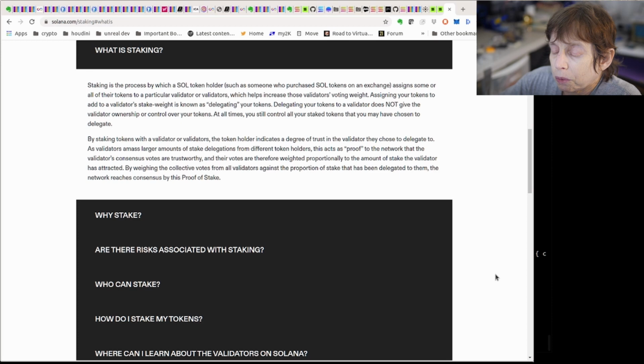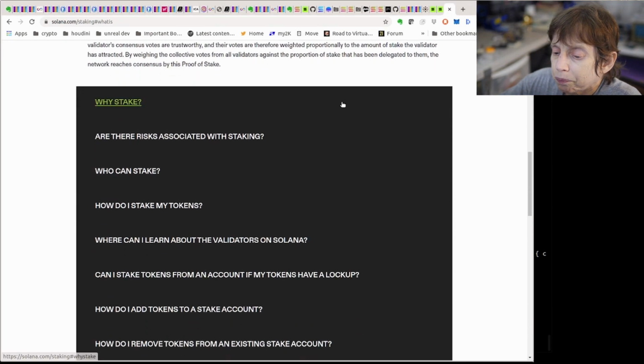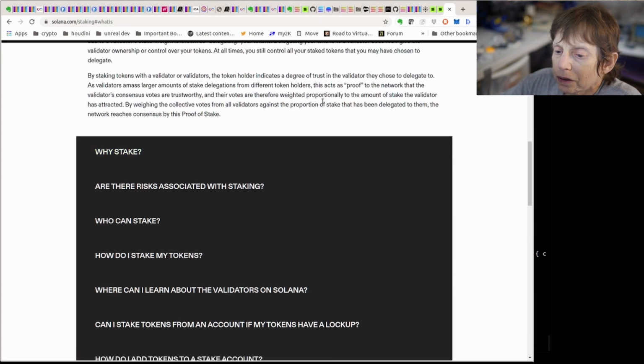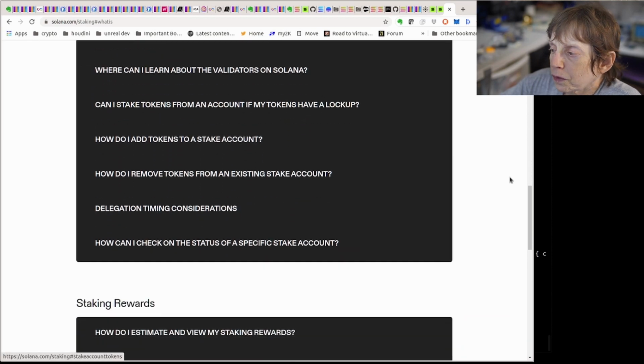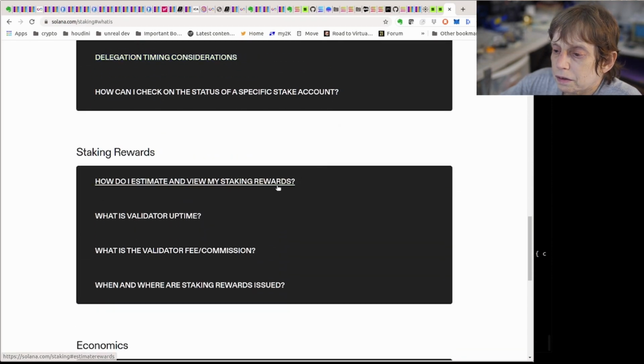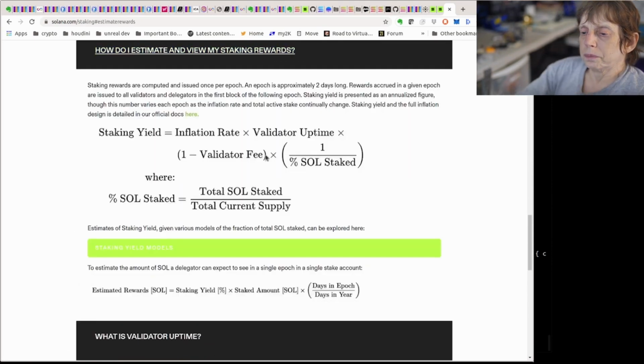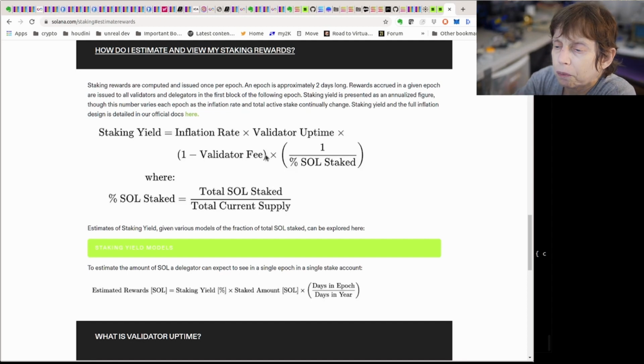The second question is, why should you do it? Let's see if I can find the page I want. There are benefits. Why should you stake? Again, you benefit the network, you benefit the validator, but you benefit yourself.